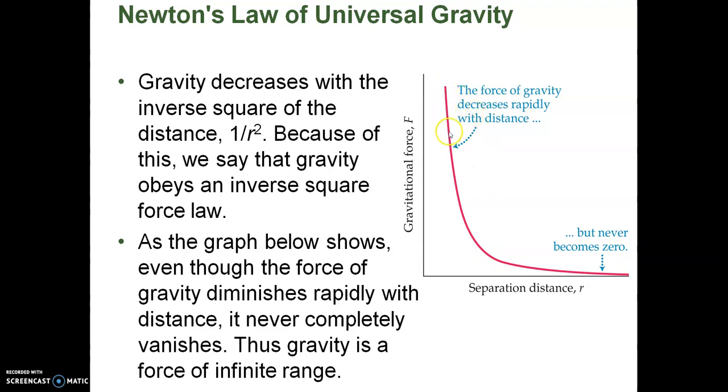This graph, real quickly, is showing how, since it's an inverse distance squared graph, gravity force drops off with distance. As you move further away, the force drops really fast and then it levels off. At an infinite distance, your gravity force becomes 0. We'll talk more about that later when we talk about potential energy and gravity.